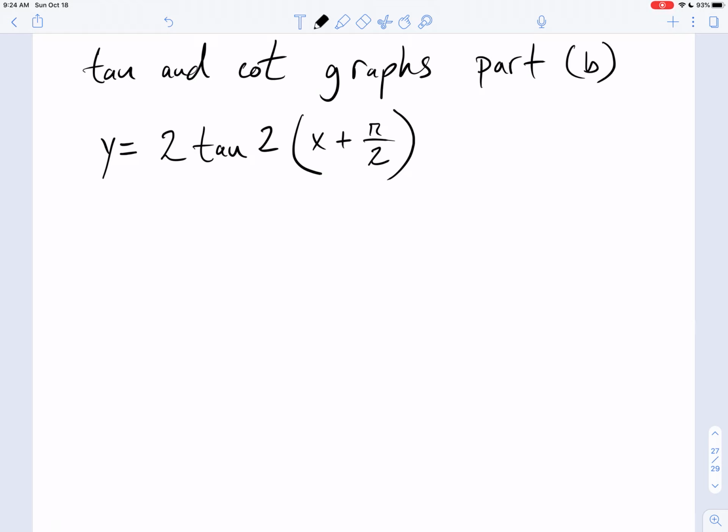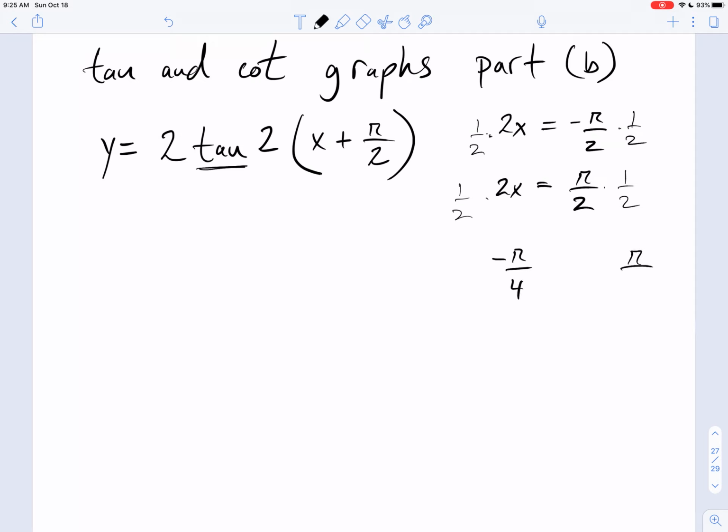And remember, for a tangent graph, since this one is a tangent, we have bx, so 2x equals negative pi over 2, and then bx equals regular pi over 2, and I would just multiply both sides by 1/2, and I'd get my two asymptotes. One of them is going to be at negative pi fourths, the other one is going to be at regular pi fourths.